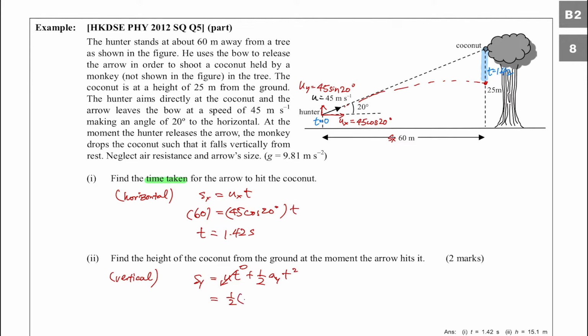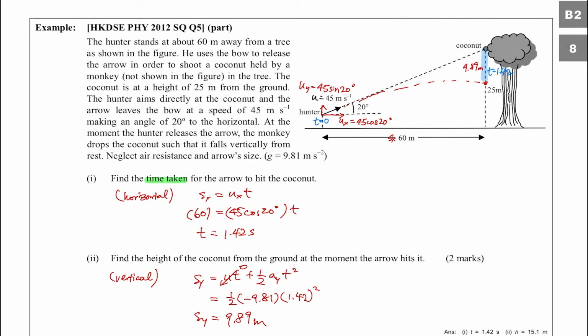So s is equal to half times negative 9.81 times 1.42 seconds squared. So sy is equal to 9.89 meters. This is the distance dragged down by gravity from its original destination, that is the coconut, 9.89 meters.